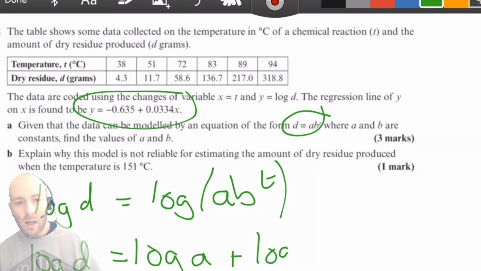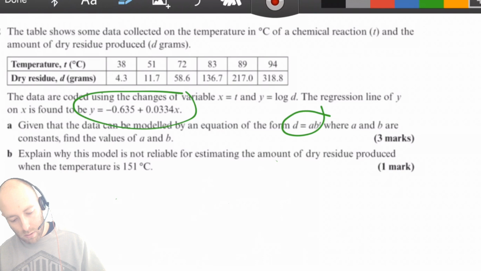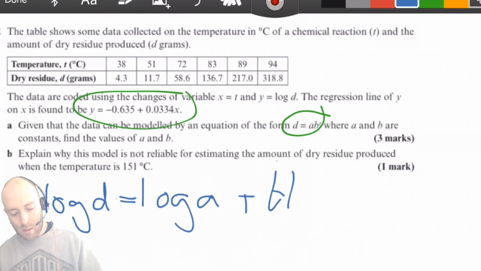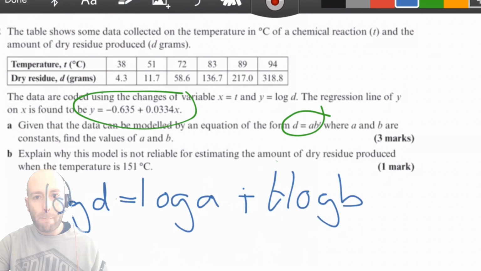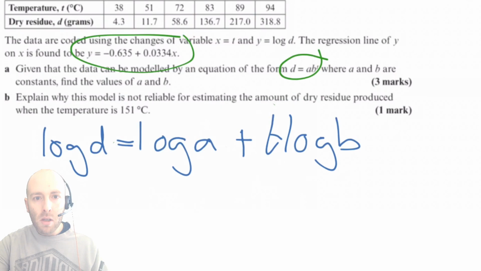And we can use the power rule to bring the T down. So we end up getting log D equals log A plus T log B. Cool. Okay, so we need to find A and B.